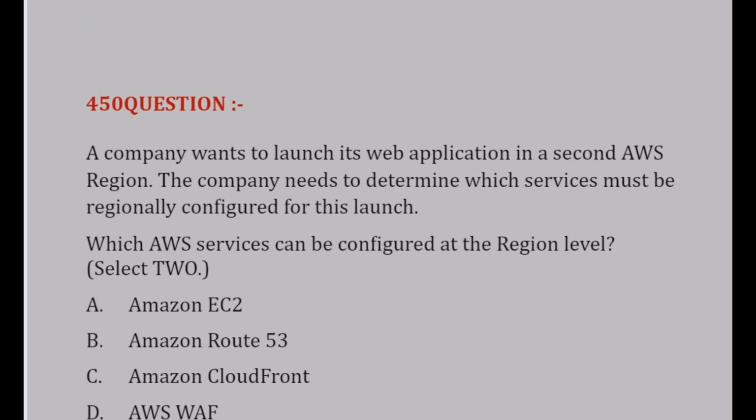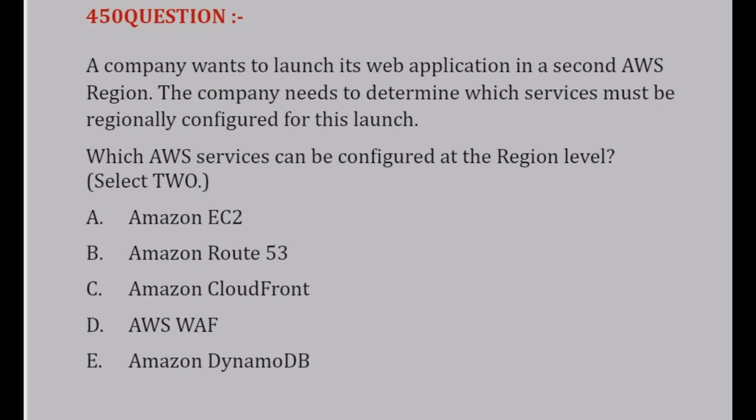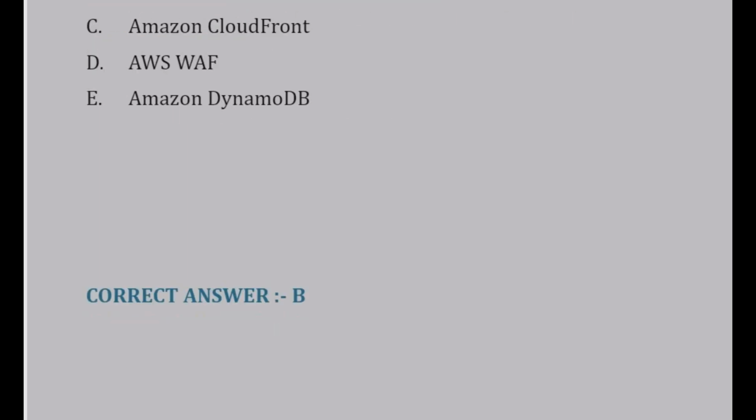Question is, a company wants to launch its web applications in a second AWS region. The company needs to determine which services must be regionally configured for this launch. Which AWS services can be configured at the region level? Select two options. Option A, Amazon EC2. Option B, Amazon Route 53. Option C, Amazon CloudFront. Option D, AWS WAF. Option E, Amazon DynamoDB. Correct answer is option B.